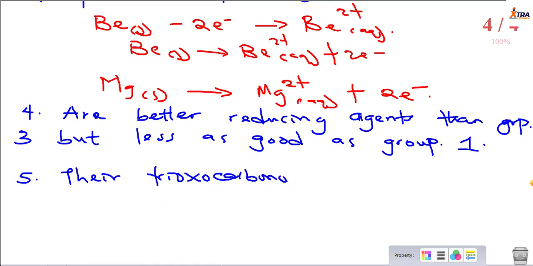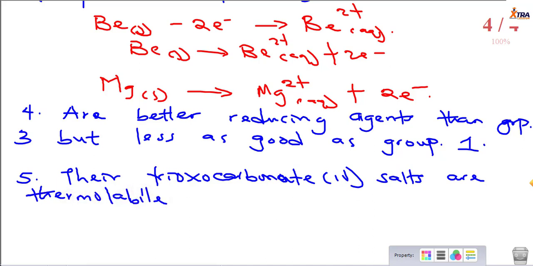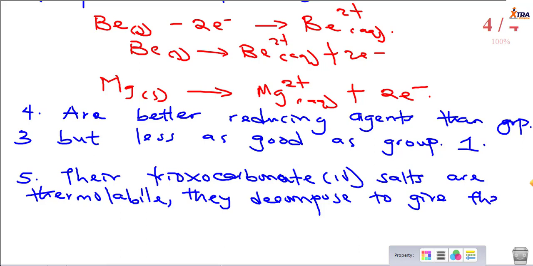Trioxocarbonate 4 salts. Carbonates are thermolabile, we said that. Thermolabile. Okay? They decompose. They decompose in the presence of heat to give the oxide of the metal, the oxide of the alkali earth metal.